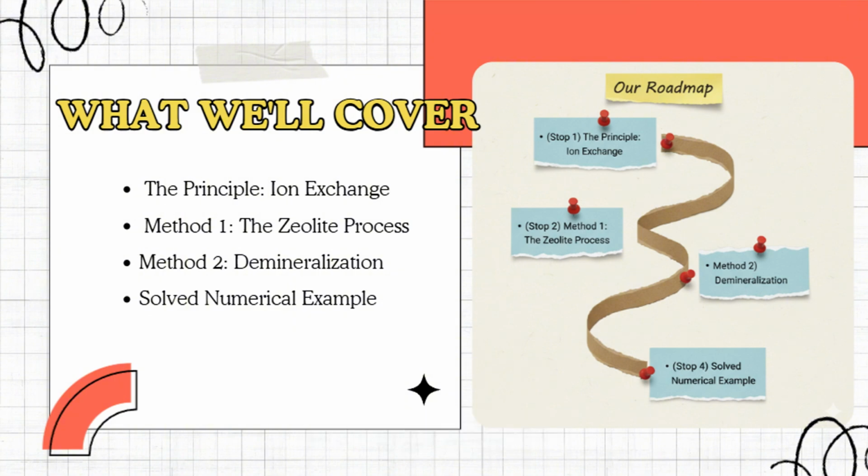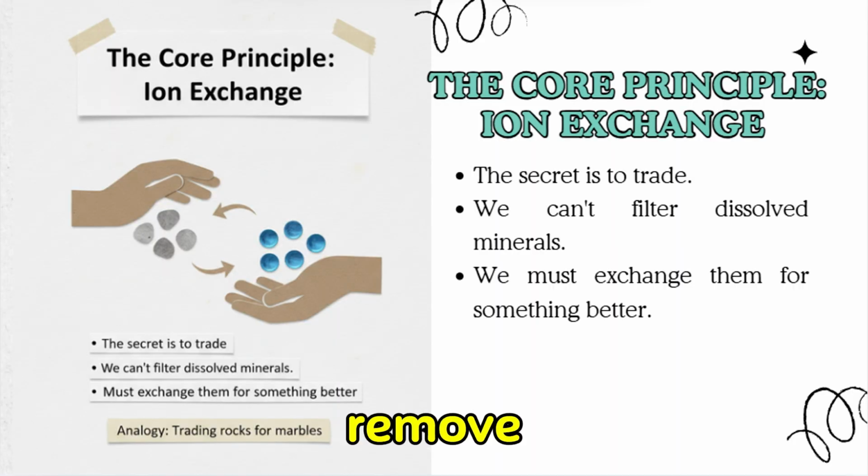Let's get started. So how do we remove something that's completely dissolved in water? We can't just filter it out. The secret is to trade it for something better. This is the core idea of ion exchange. Imagine you have a pocket full of boring gray rocks, but you really want some shiny marbles. You find a friend who has a bag full of marbles and he hates marbles but loves gray rocks. You make a trade. You give him your rocks and he gives you his marbles. You both get what you want.